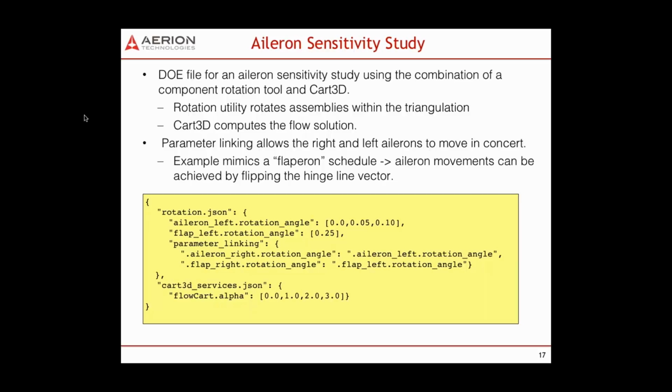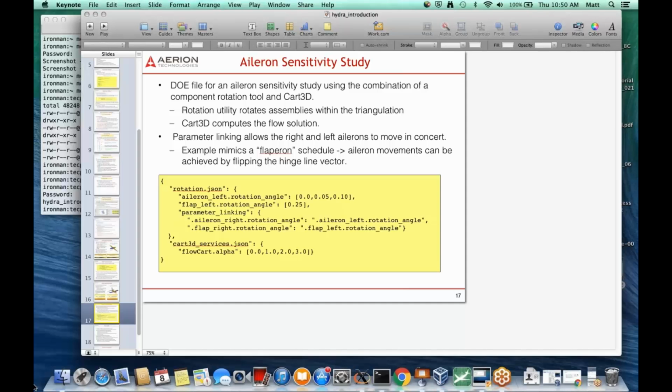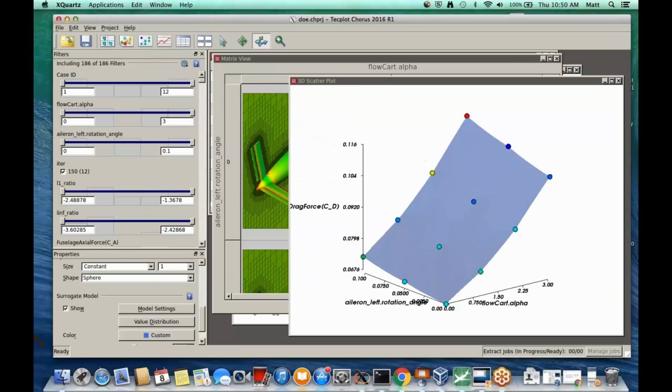As well, I'm going to move the left flap from its default location, and I'd like to have the right flap move in concert with that. In the end, this will be a 2-dimensional database of left and right rotation angles at 0, 0.05, and 0.1 radians, and those conditions will be permuted with 4 different angles of attack that FlowCart is running at to give you a database of 12 total calculations. So let's show the output from that.